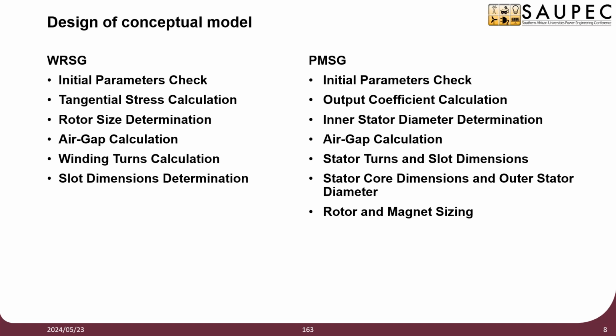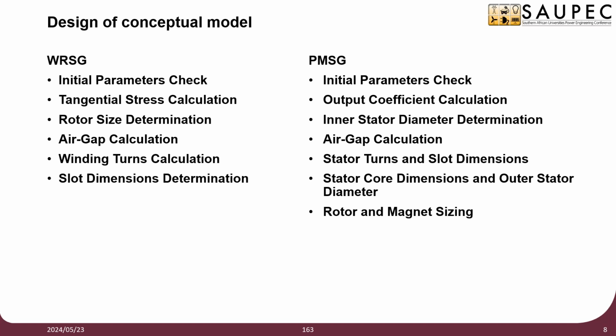It started with determining the machine coefficient according to the machine specifications and winding factor. The inner stator diameter was determined according to the specified power output. The length of the machine could also then be calculated.